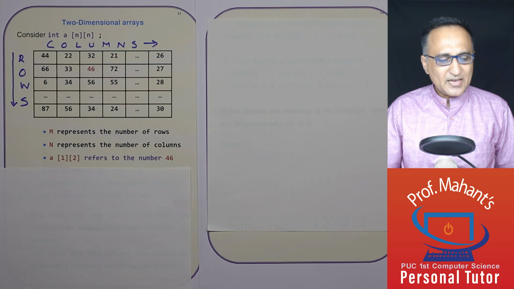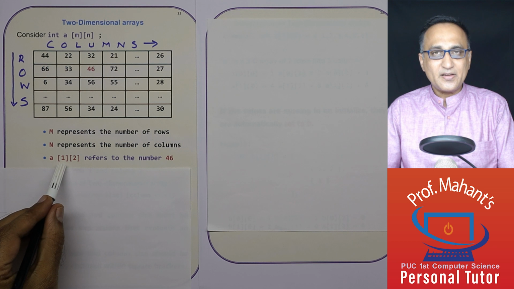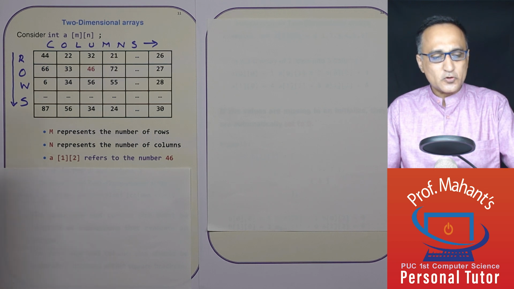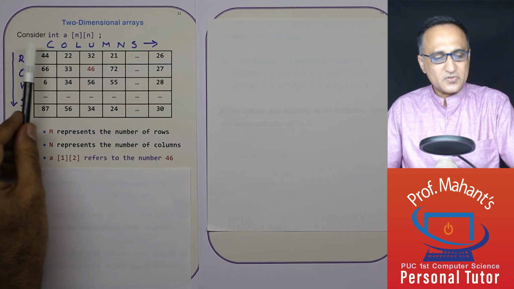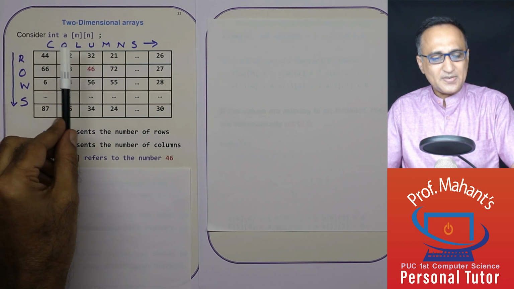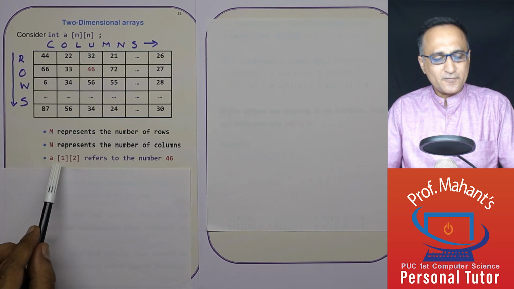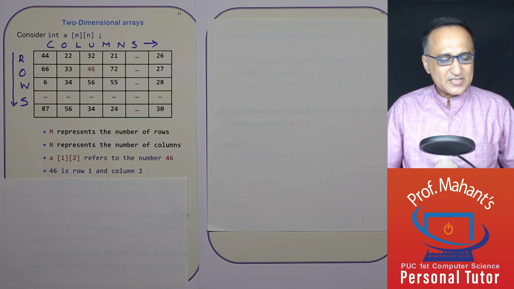Now if I am saying A of 1 of 2, the first square bracket refers to the row number, the next refers to the column number. So first row is what? This is the zeroth row. Don't think this is the first row. This is the zeroth row. This is the first row. First row, second column. Zeroth column, first column, second column. So you have to go at the intersection of the row and column. So first row, second column is 46. Then 46 is the value of row 1 and column 2.